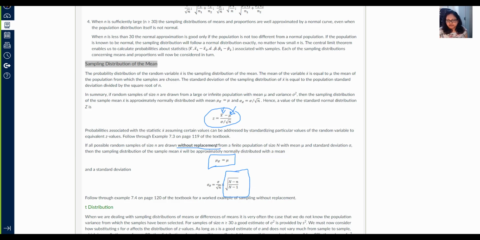If it's with replacement, then you can see it's just sigma divided by root n. But whenever it's without replacement, and the sample drawn from the population is finite, finite means we can count them, that means we have to add an adjustment factor.